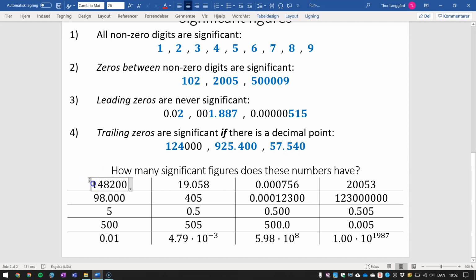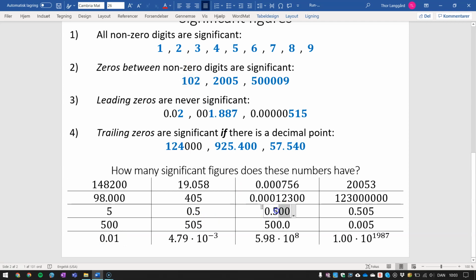As examples, this number would have 4 significant figures because these 2 zeros are trailing without a decimal point. This number would have 5 significant figures because we have these 3 zeros, but there is a decimal point. This would have 1 significant figure per rule 1. This would have 1 significant figure. This would have 1 significant figure because all the zeros in front don't count. This would have 3 because the 0 in the middle counts.